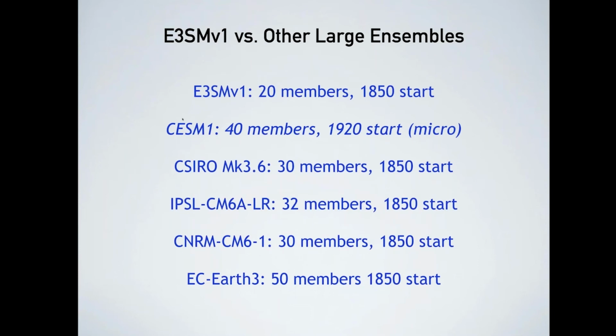And so what we're trying to do here is compare E3SM to other CMIP6 era large ensembles, with the exception of CESM1, which is a CMIP5-ish era model, but we had to include that because it's actually the only micro ensemble that was available. So here's E3SM, the ensemble that we ran, and then the other five are existing large ensembles with other models, right? They all start in 1850 with the exception of CESM1, and they have ensemble sizes of 20 to 50 members. Okay, so those are the ones that we've been able to work with so far.